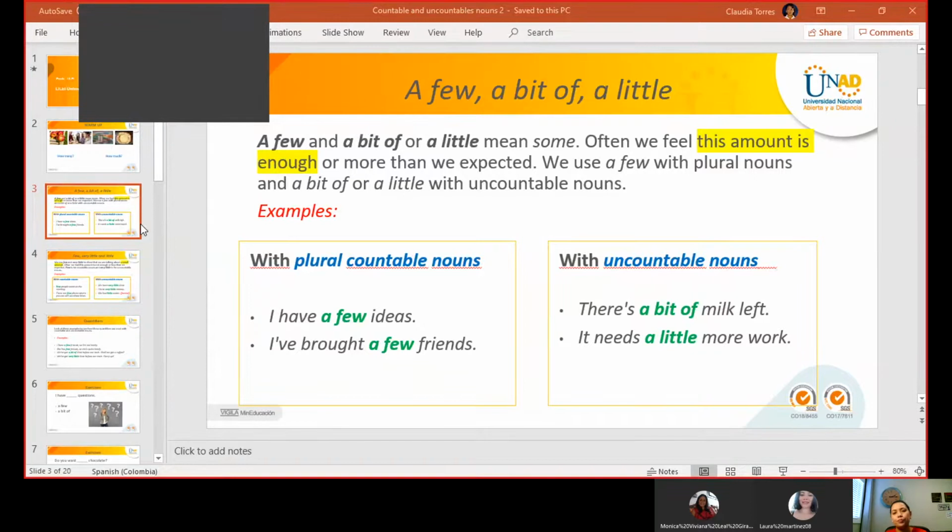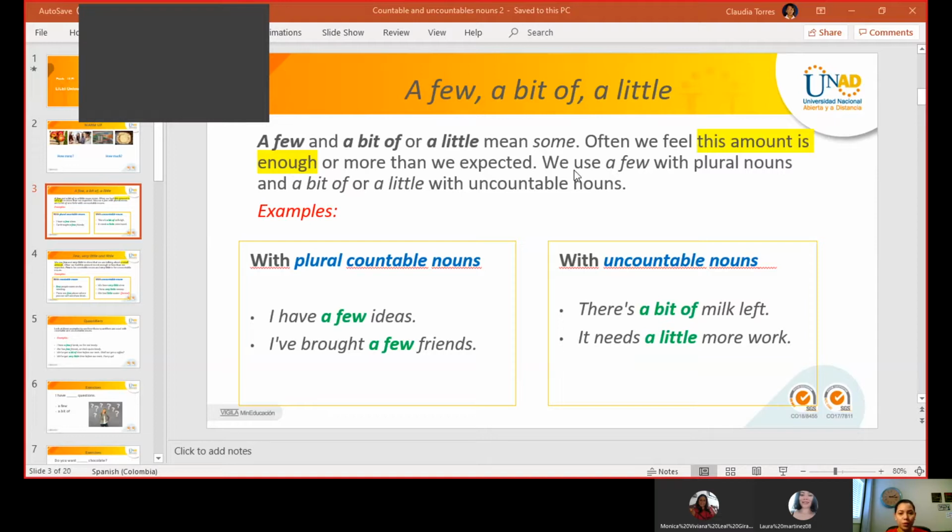For example, I have some apples, right? So apples is a countable noun, because I can make a plural form of that. If I use a few instead of some, I can say I have a few apples, right? It means I have some apples. And it's always like a positive meaning.